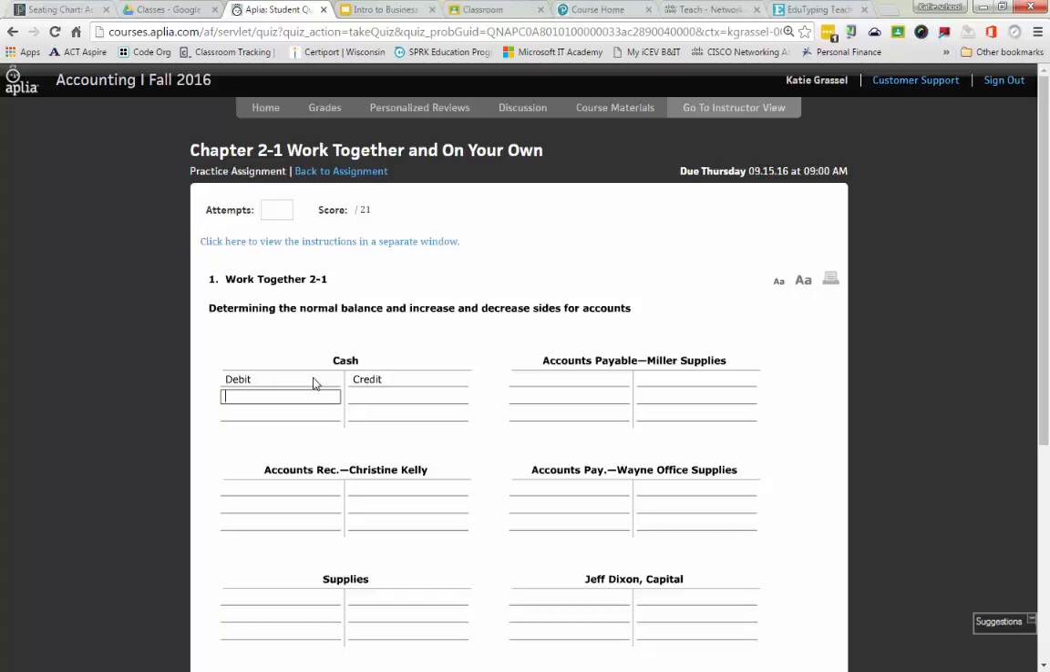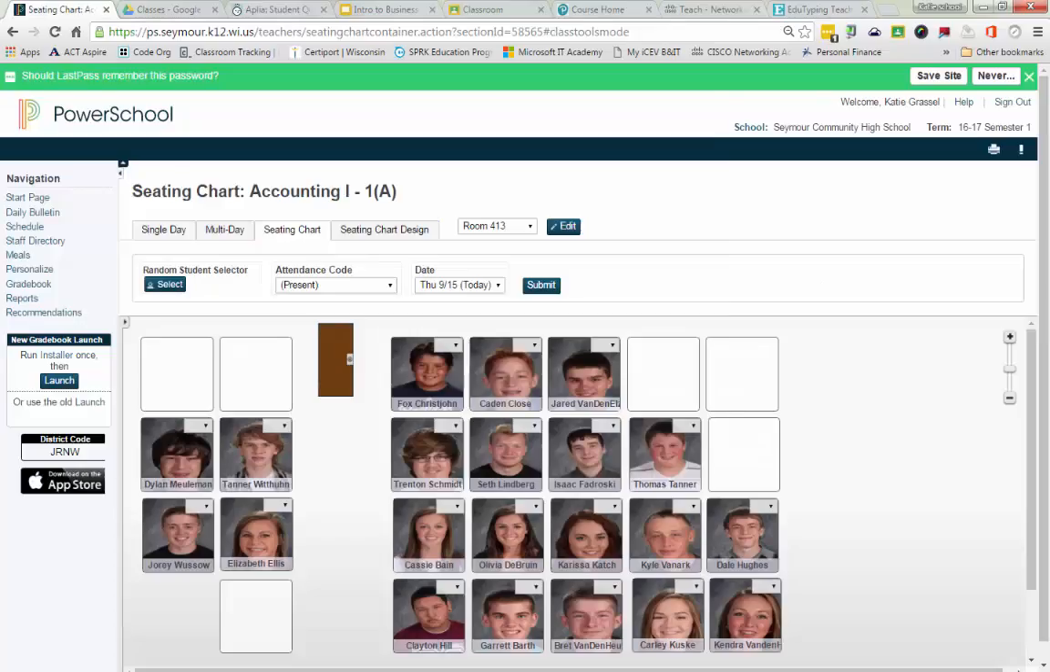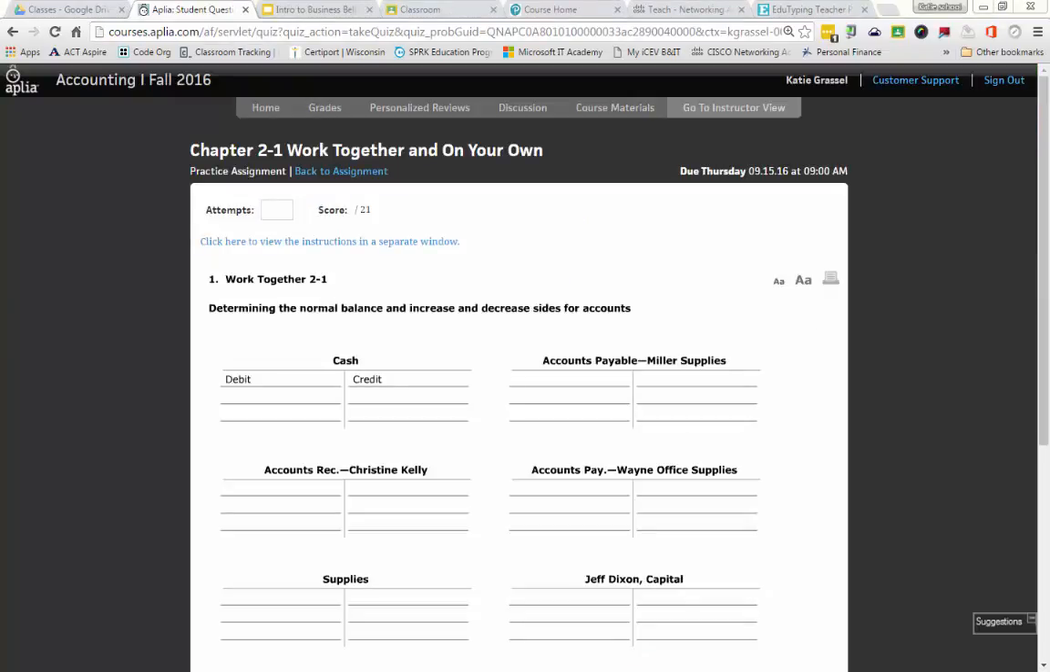We're going to work on this, and I'm going to pick some people to help me answer these. So cash, Thomas, is what type of an account? What side of the accounting equation? So its normal balance is? Thank you. The normal balance is always the increase side. The opposite is the decrease.